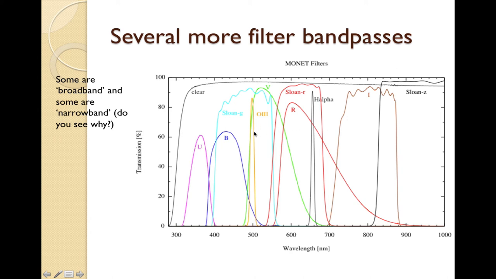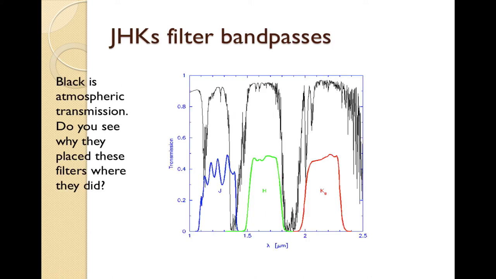And then we also have some so-called narrowband filters. You see how much more narrow they are than these broadband filters. These narrowband filters are designed to only let in light really, really close to a specific wavelength. So this is a forbidden line of oxygen. This is H-alpha. So when you hear people talk about narrowband or broadband filters, this is what they mean, and this is where the nomenclature comes from.